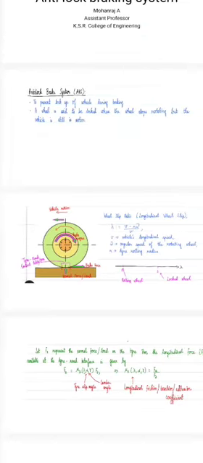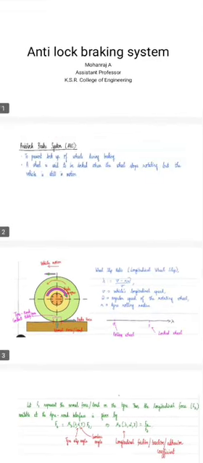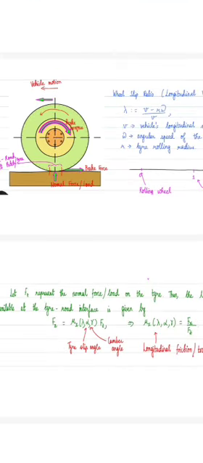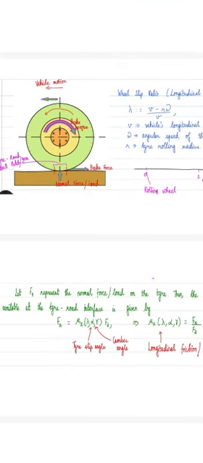Now the working of the ABS. When the driver presses the brake pedal, the sensor monitors the wheel speed. Now suppose one wheel is about to lock. The ECU detects it immediately and sends a signal to reduce brake pressure, and the wheel starts rotating again.